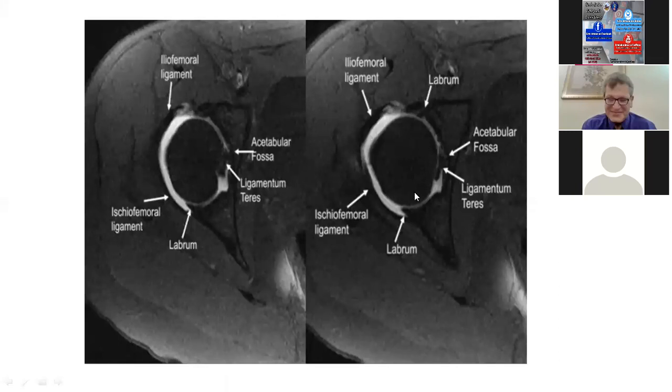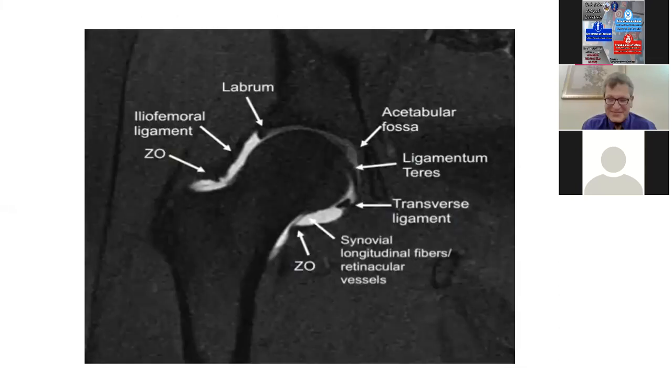So if we have any tear here, fluid can be seen, maybe fluid effusion, or on arthrography or by contrast. So it will be very clear that if we have any bright signal inside the labrum, it will be suspected for a labral tear.